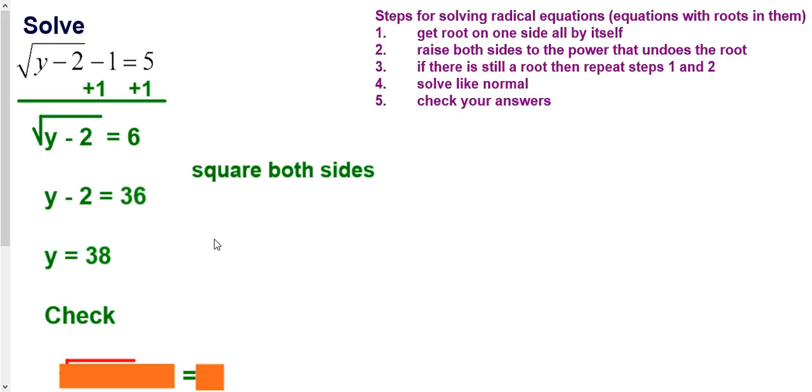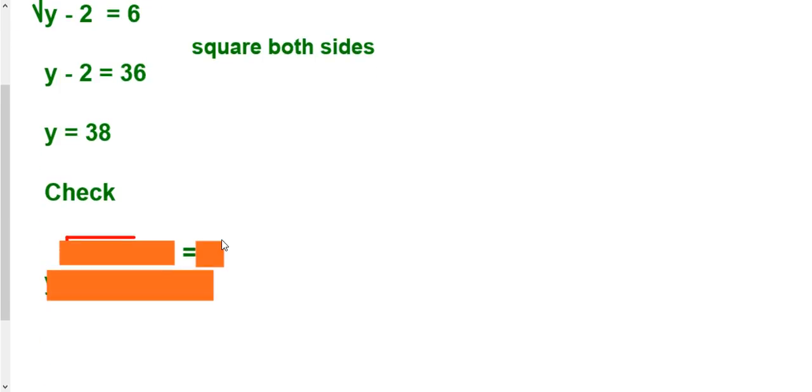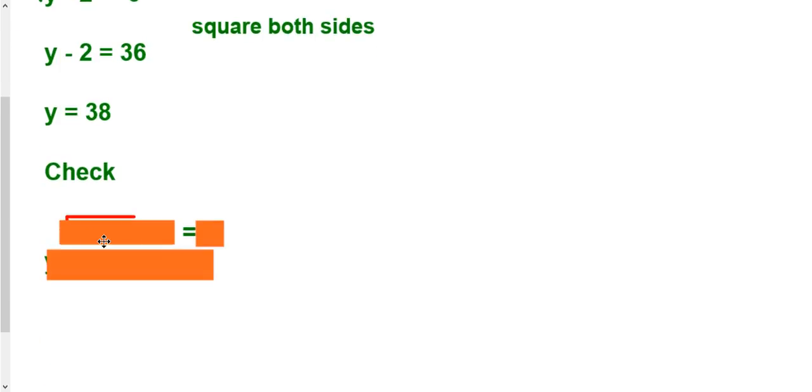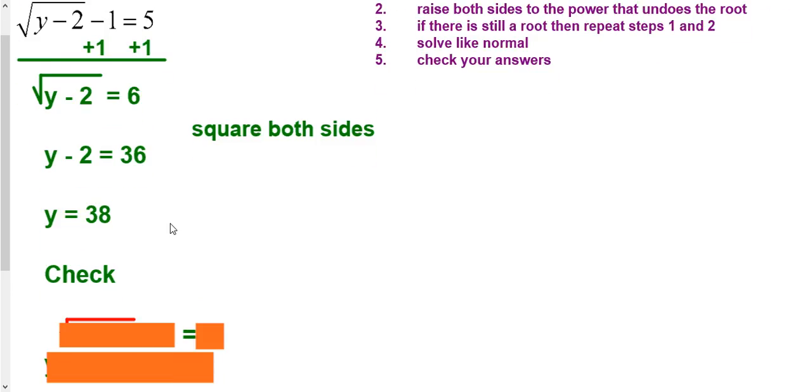Now typically when you're raising both sides to an even power like we did, there's a good chance you'll have an extraneous solution. What I mean by good chance is about half the time the answer you get won't work. So we need to check our answer of 38 in the original problem. So we'll go ahead and take the square root of 38 minus 2, minus 1, and we'll see if it ends up equaling our 5.